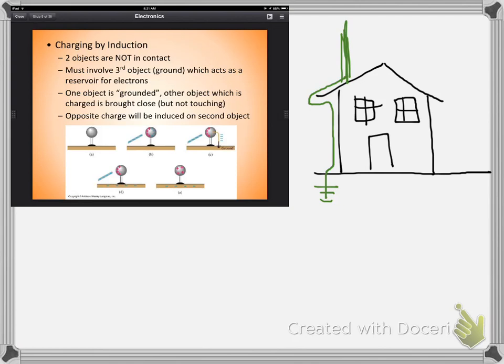When you charge by induction, would the charges be identical?